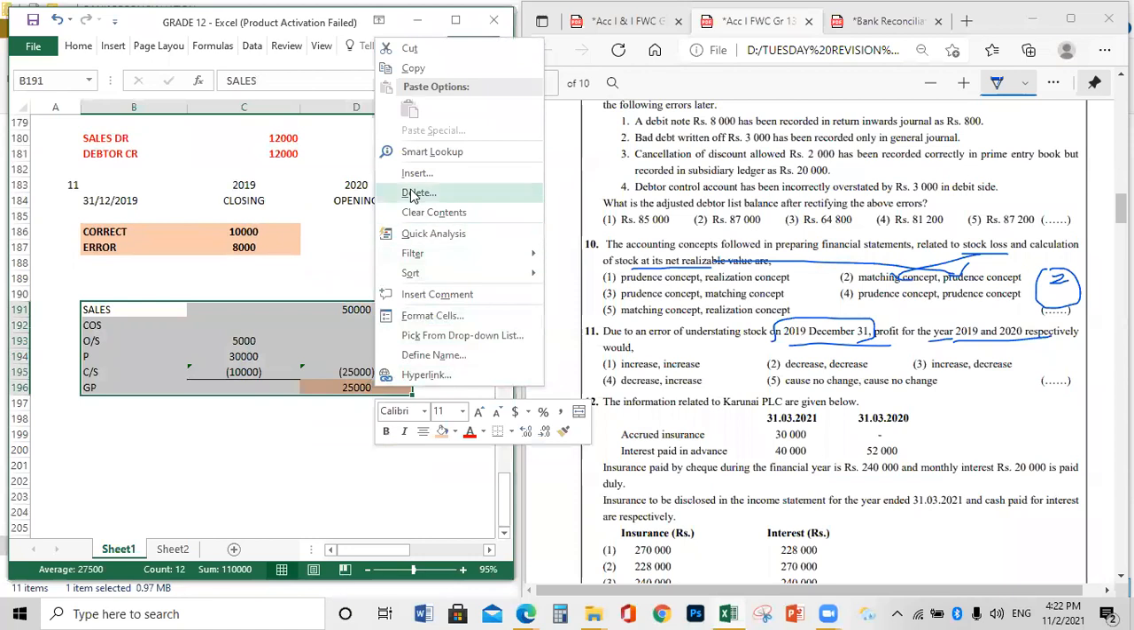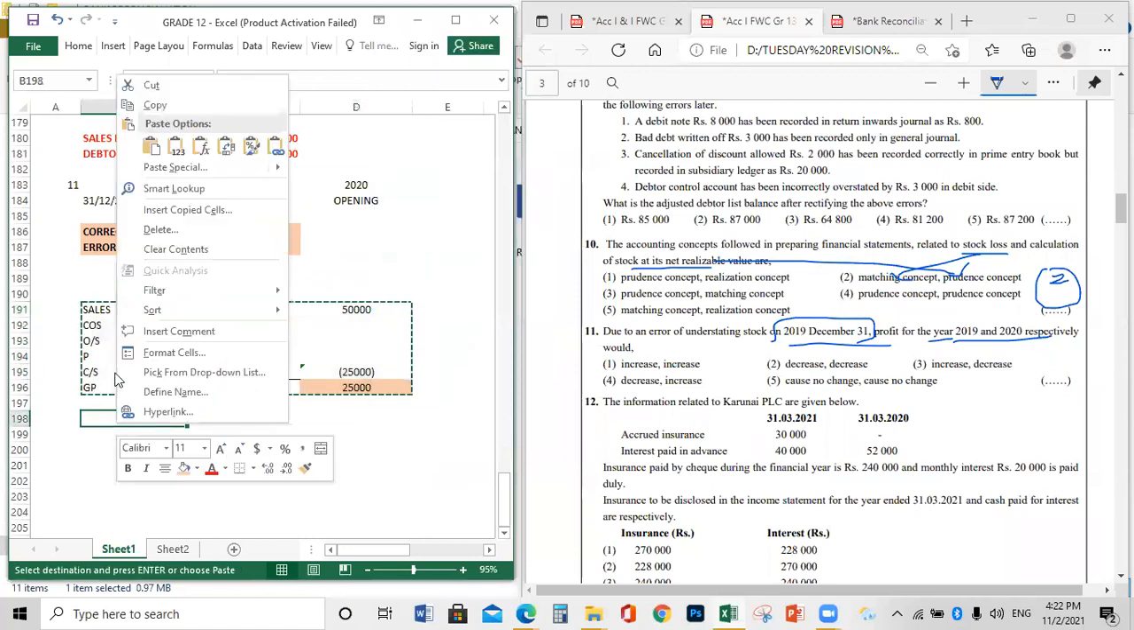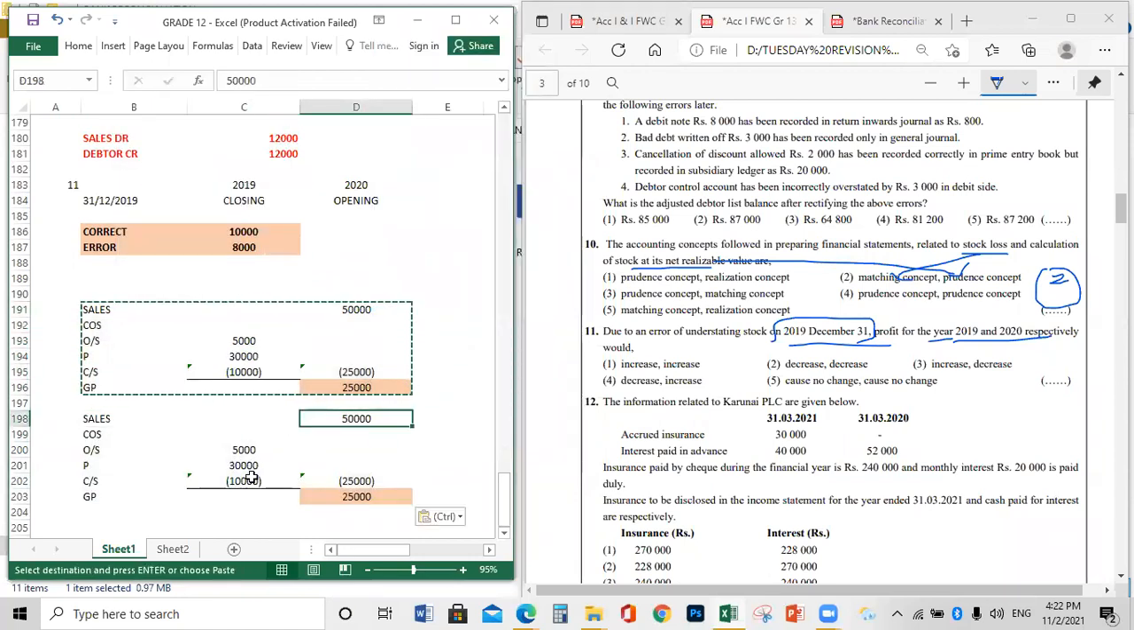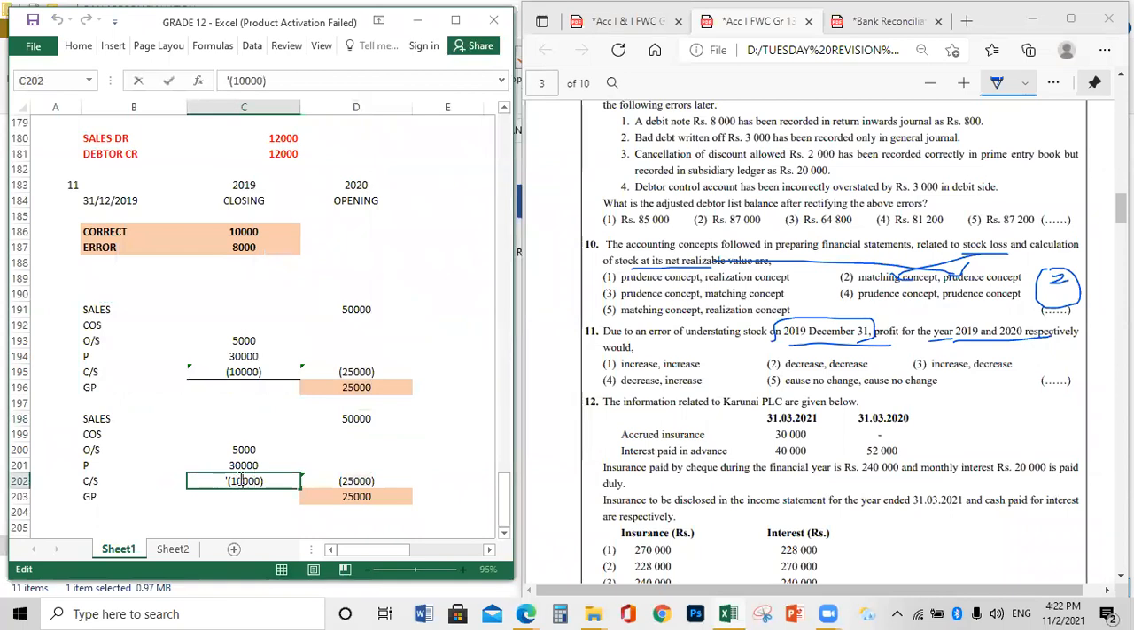Now what we will do, guys, let's do the wrong thing and see. For 2019 itself, we will make the closing stock 8,000 instead of 10,000. That's the wrong one, no? We'll make it 8,000. Now what happens to cost of sales?